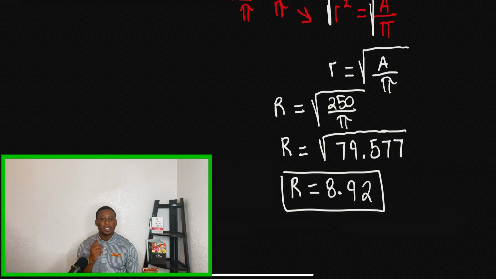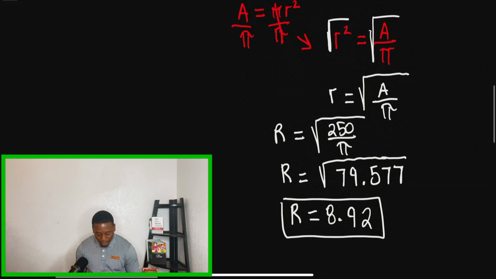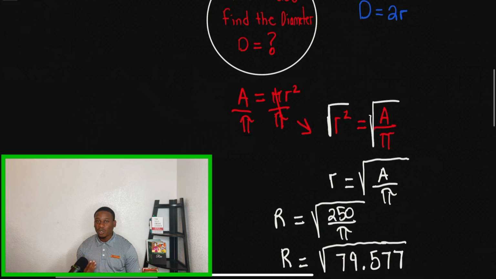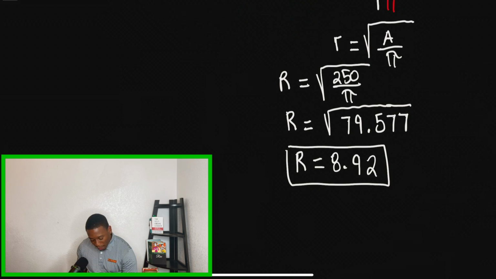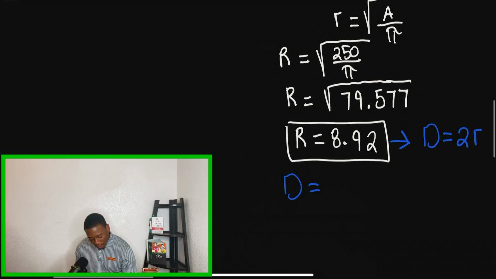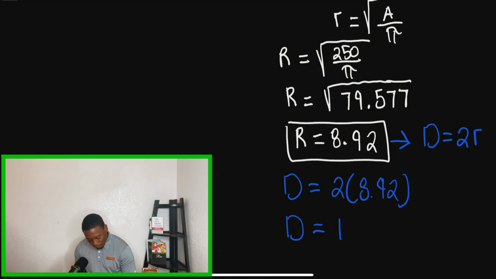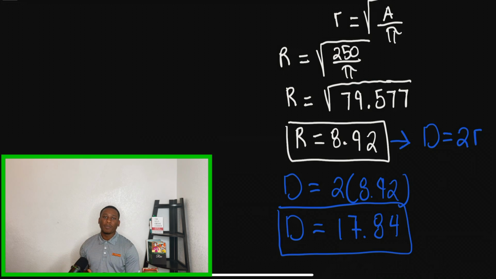So if we scroll back up to the top of the screen real quick, we'll see that the diameter is only 2 times r. So when we look at this problem here, we now have to make sure that we multiply r by 2. And once we do that, the final answer for our diameter should be d is equal to 17.84.